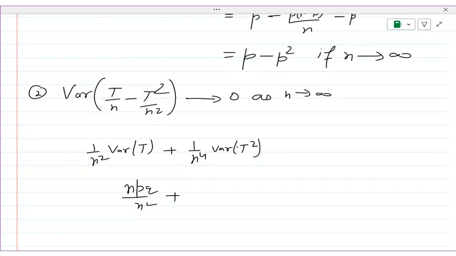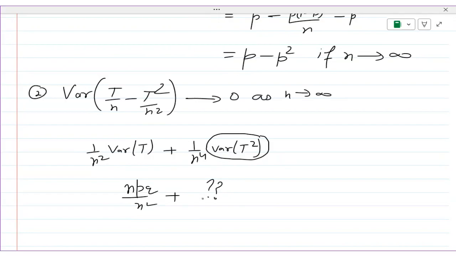Variance of t square we need to know. Okay, so I will look at this point. I think I'm not clear about how to find the variance of t square. This point is not clear to me.